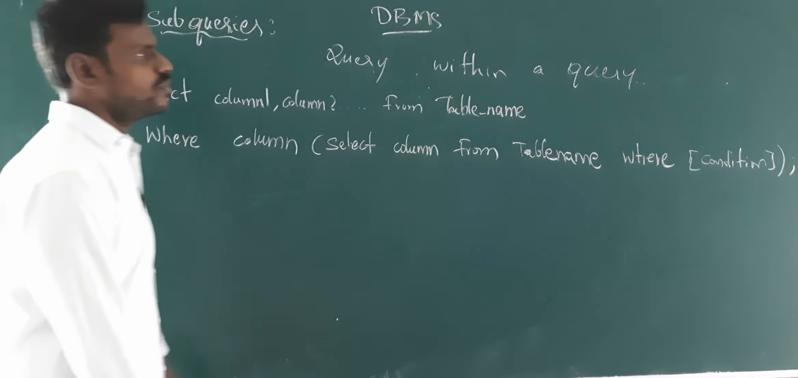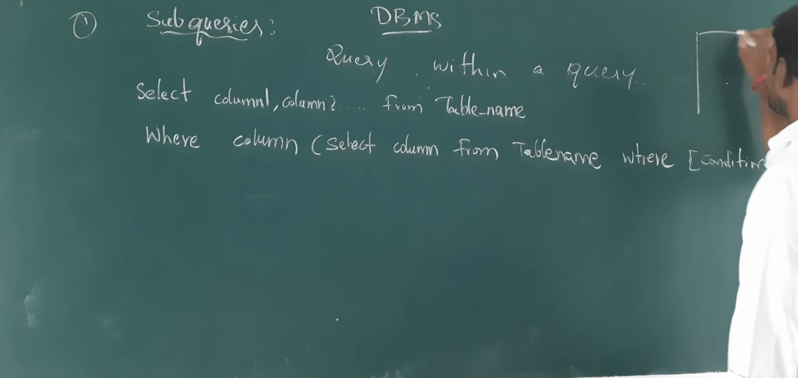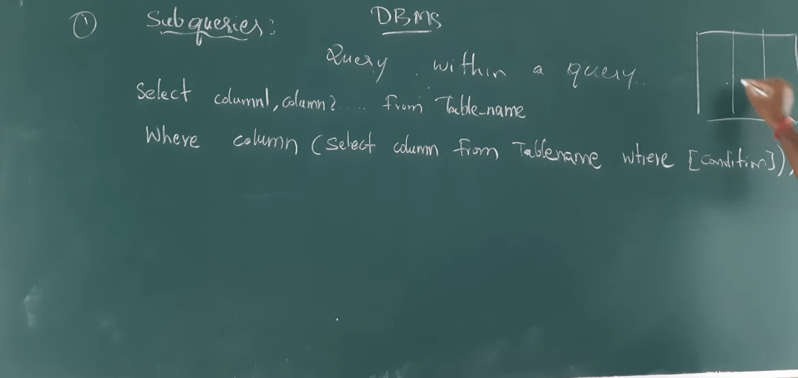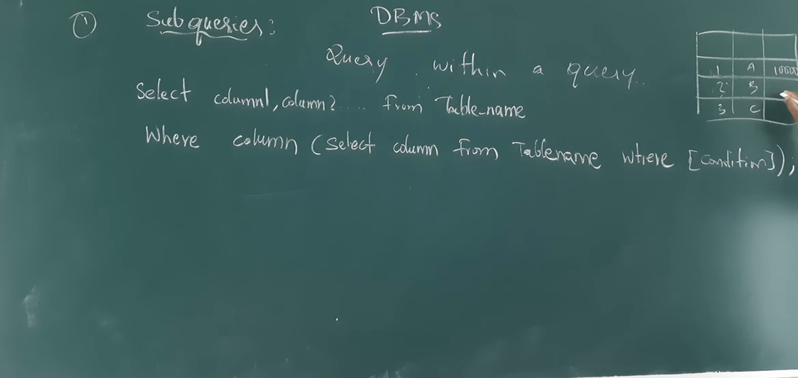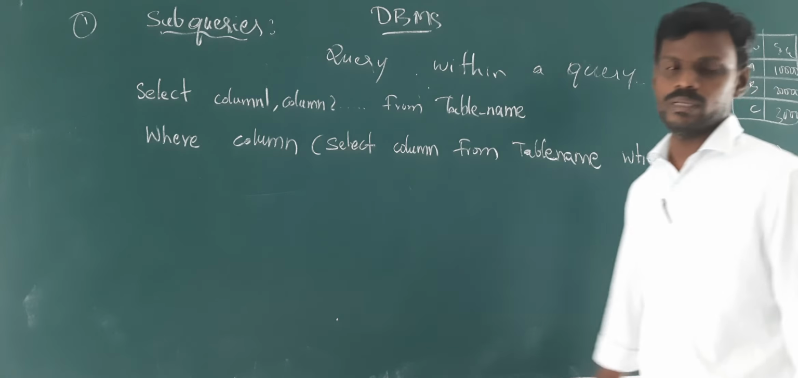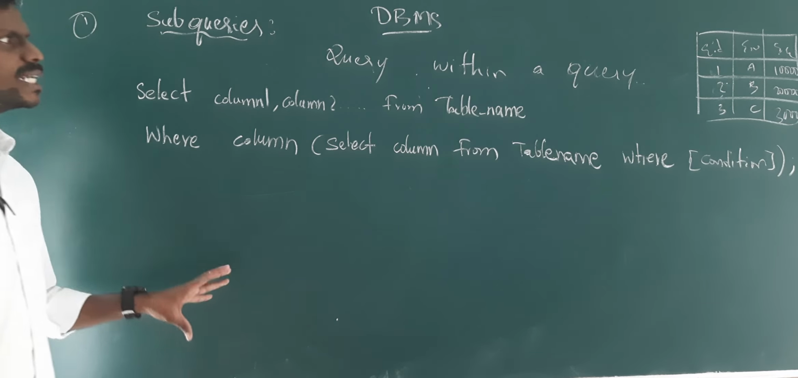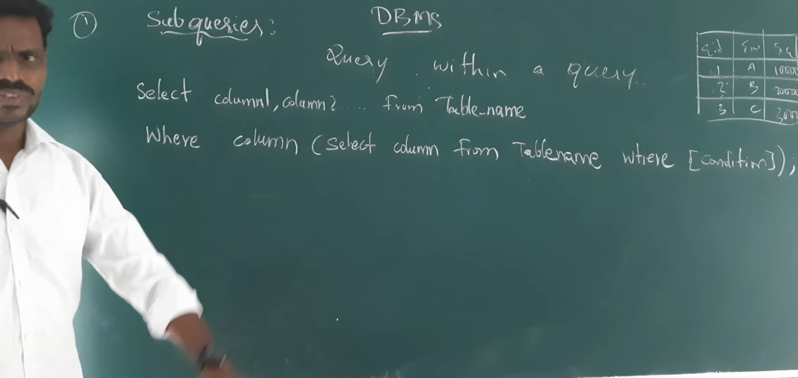For example, consider we have a table with three rows of information like this: IDs 1, 2, 3, and names A, B, C. And A, B, C have some salaries like this: 10,000, 20,000, and 30,000. Employee ID, employee name, employee salary. We have a table like this. Now I will write a query in order to retrieve all the columns of your table.